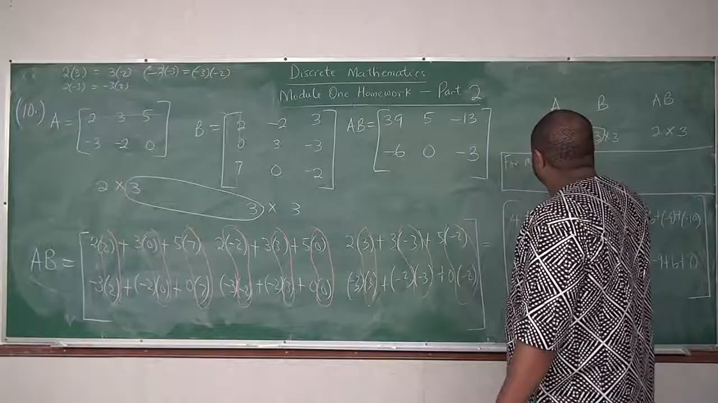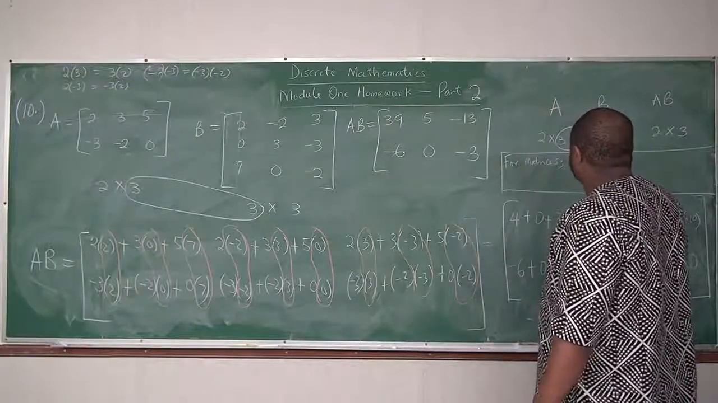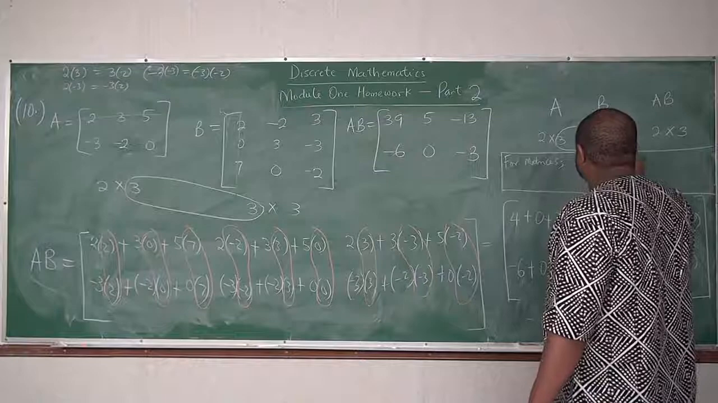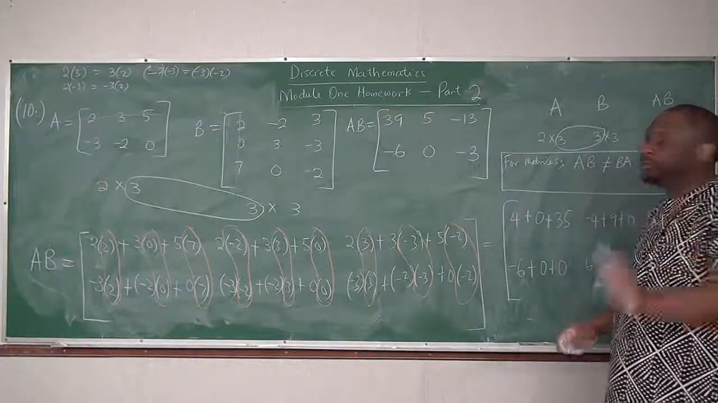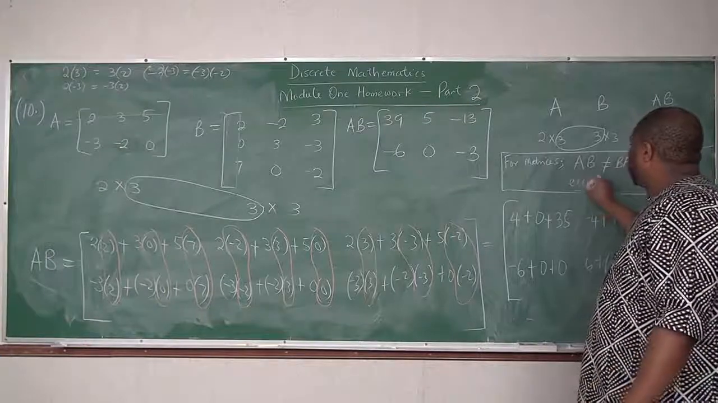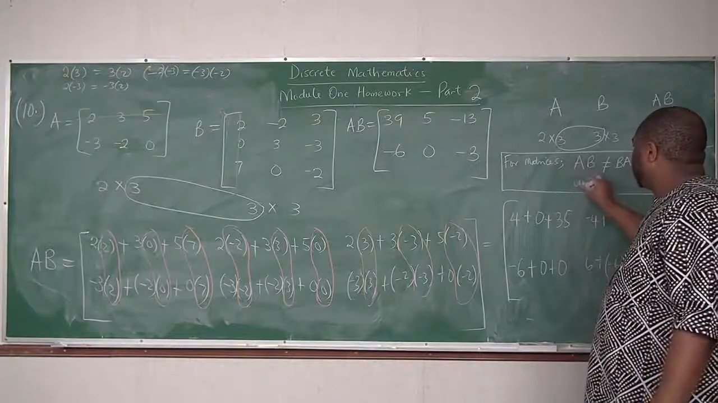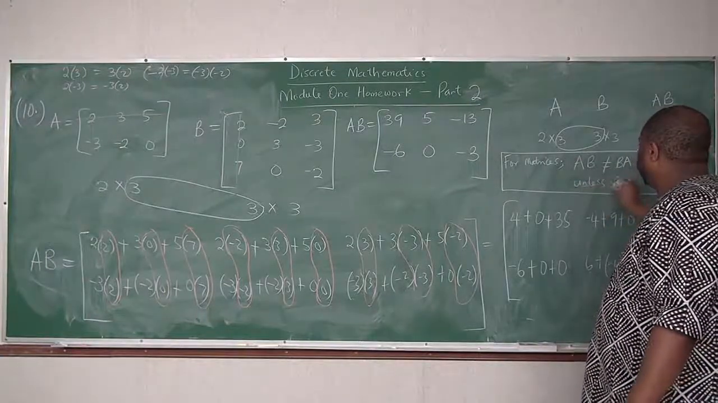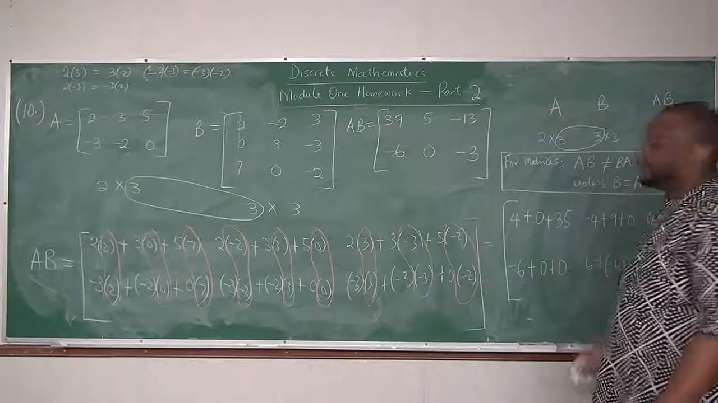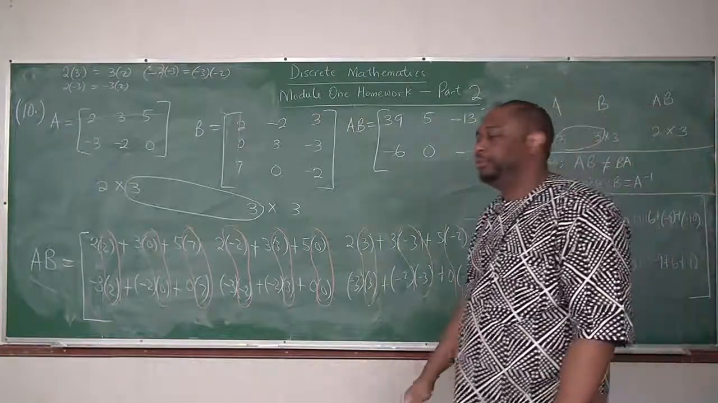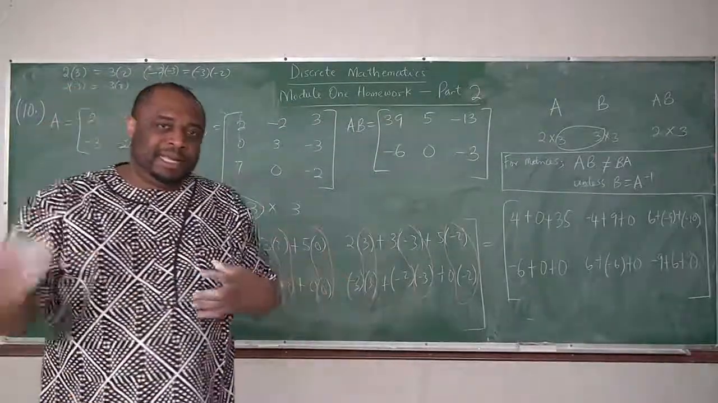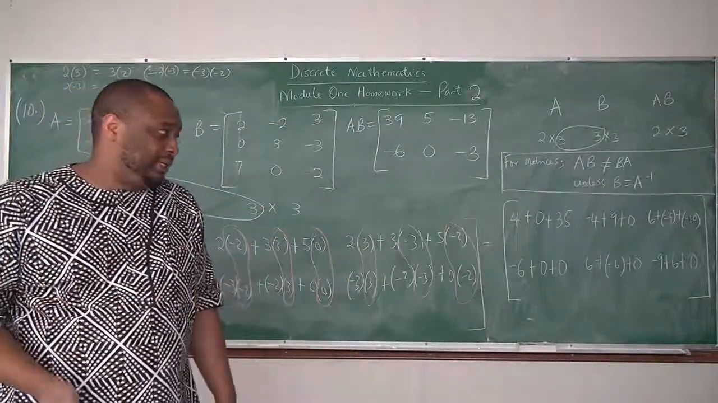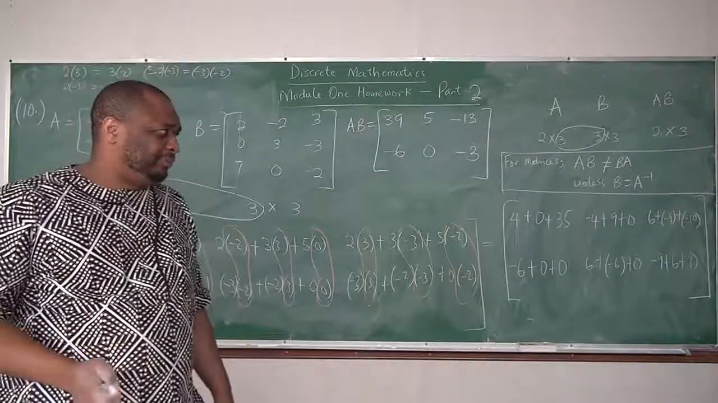Now the multiplication of matrices: A times B is not equal to B times A, unless for one condition, unless B is equal to A inverse. That is the only condition. And of course, when you multiply a matrix and its inverse, it gives you an identity matrix.